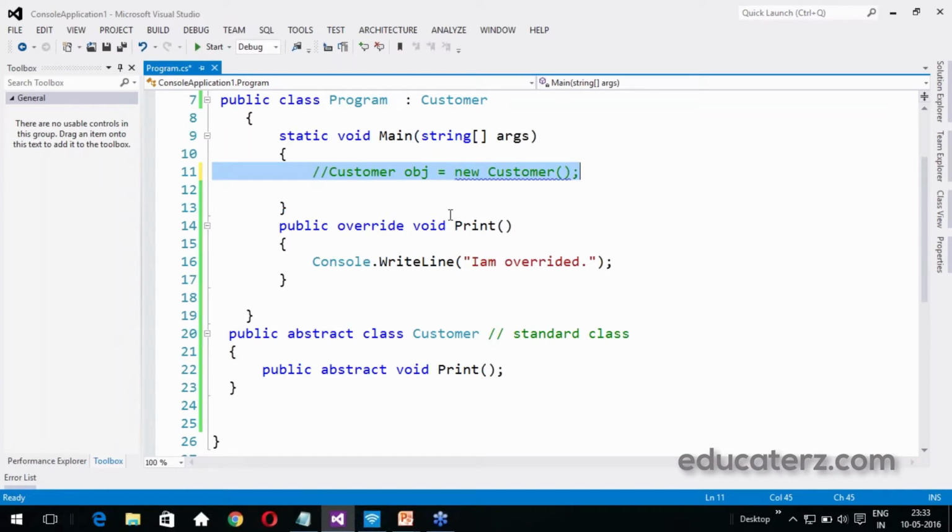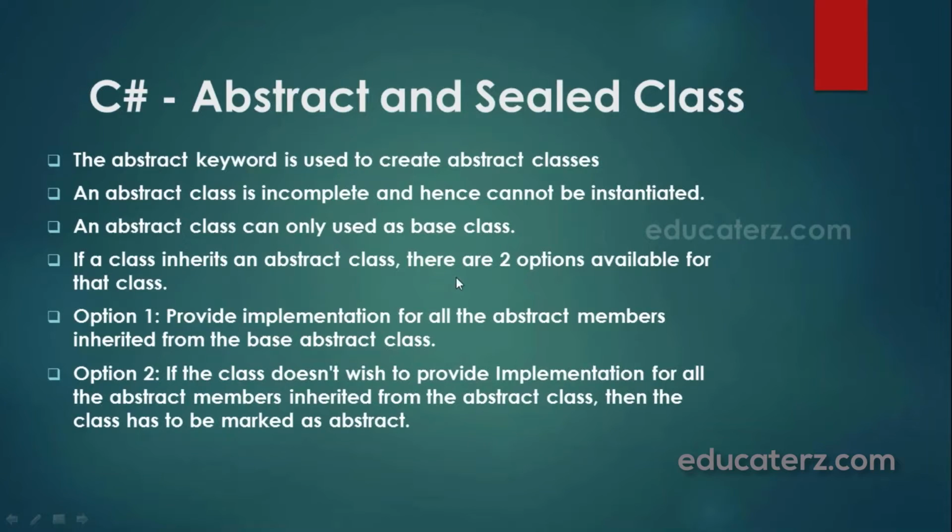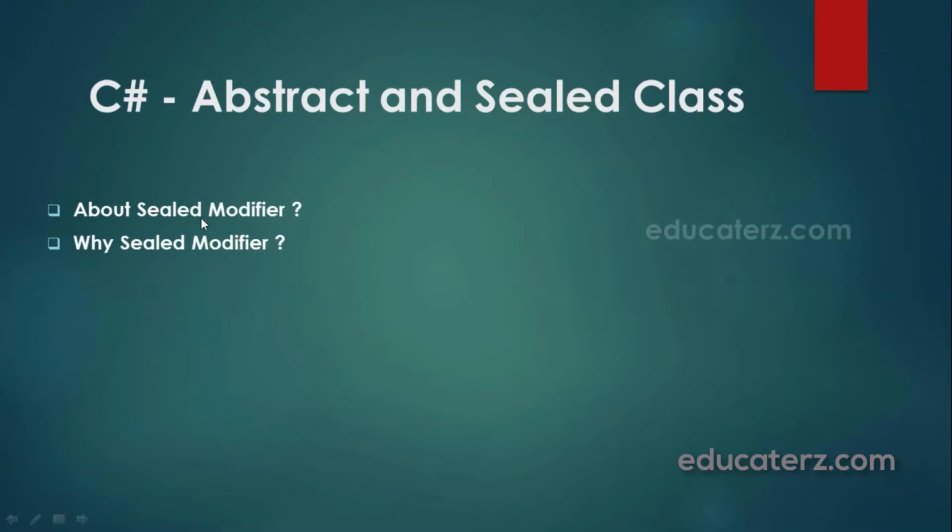So, a very important point: if you want to prevent any class from being derived, we can use the keyword sealed before the class. After this, I'll explain this. What is a sealed class? If you want to prevent a class from being inherited, you decorate that class as a sealed class. Now let us see the sealed class as well. We have this sealed class in this session. I'm going to discuss what a sealed class is. What about the sealed modifier? Why the sealed modifier? We'll discuss.